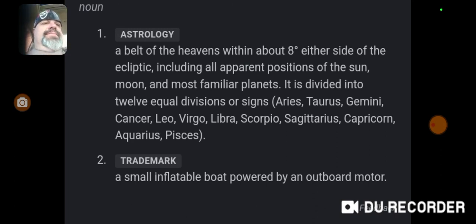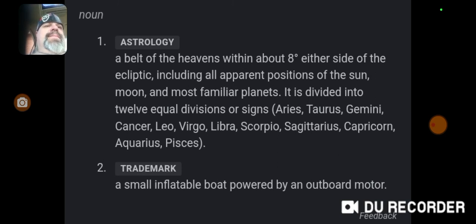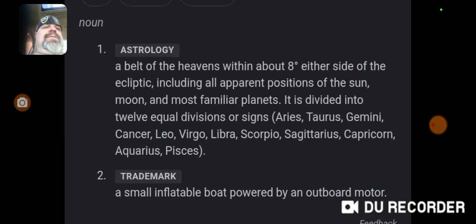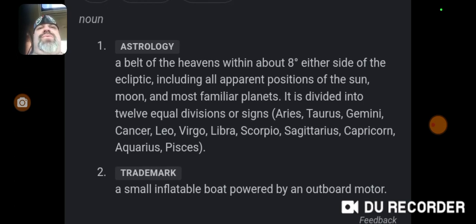But I wonder if anybody looked into this, including all apparent positions of the sun and the moon. So I'm about to wonder if the Zodiac Killer ever did that. Lined up his victims under the sun. Or let alone murder scene.